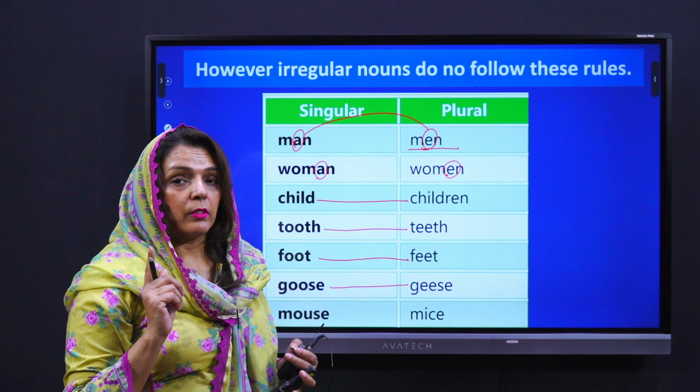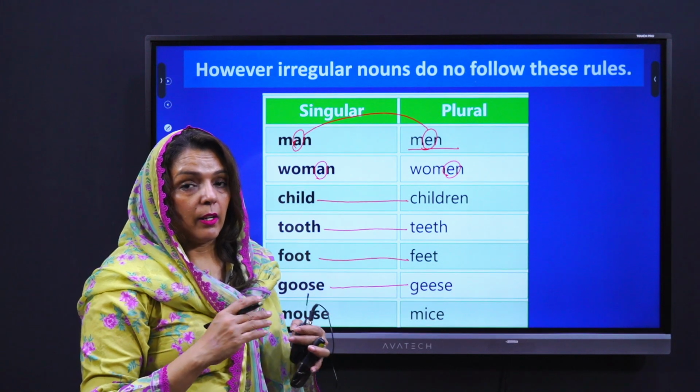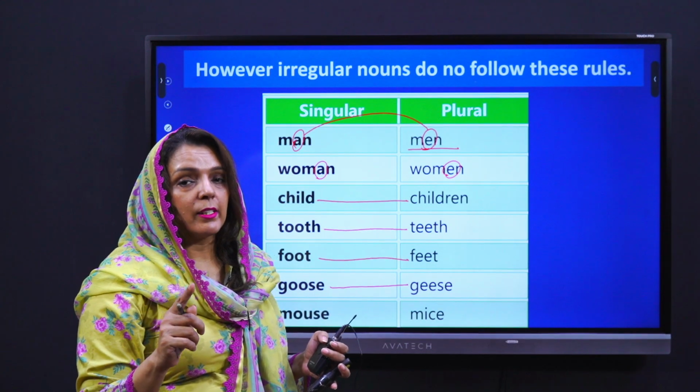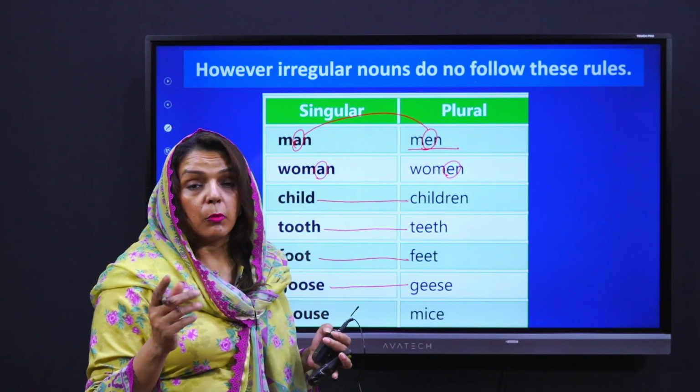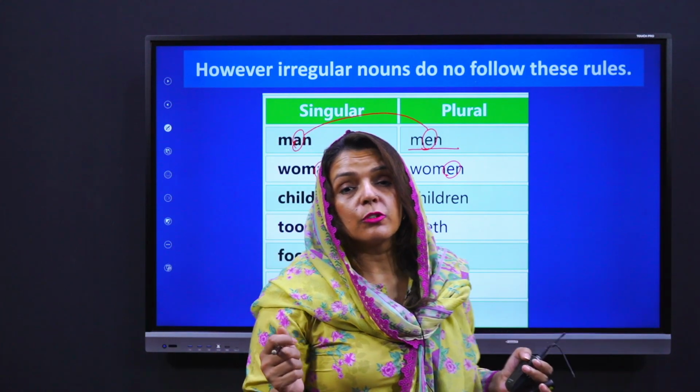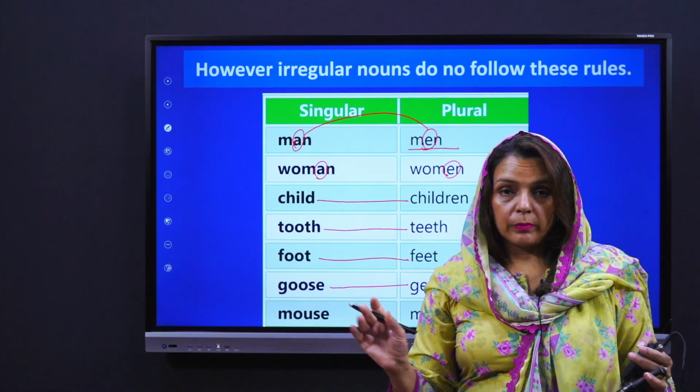Remember, if there is one, we call it mouse. If there are lots of them, we call it mice. So you have to learn them by heart. Why? Because they do not follow any rule. Got it?